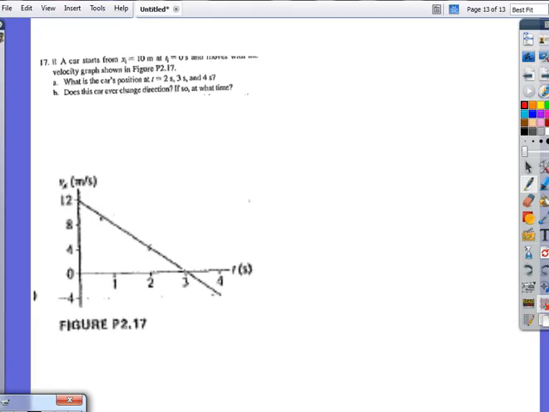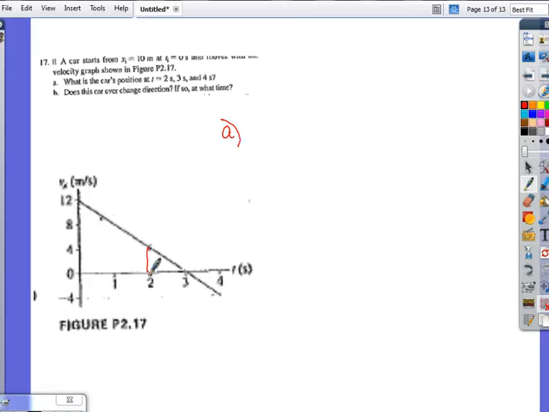Last problem, guys. Sorry, this has been a very long video. A car starts from 10 meters at 0 seconds and moves with this velocity graph. A, what's the car position at 2 seconds, 3 seconds, and 4 seconds? So we basically just need to find the areas, because that will give me the displacement. And if I know I'm starting at 10 meters, I can figure out what my final position is.